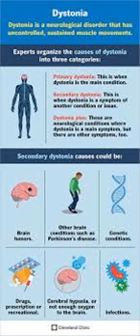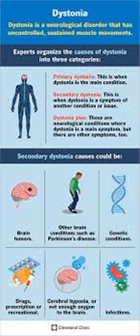Cervical dystonia, spasmodic torticollis, involves abnormal neck muscle contractions, leading to twisting or tilting of the head. Blepharospasm affects the muscles around the eyes, causing involuntary blinking or eye closure. Writer's cramp affects the hand and forearm muscles, causing problems with writing or gripping.